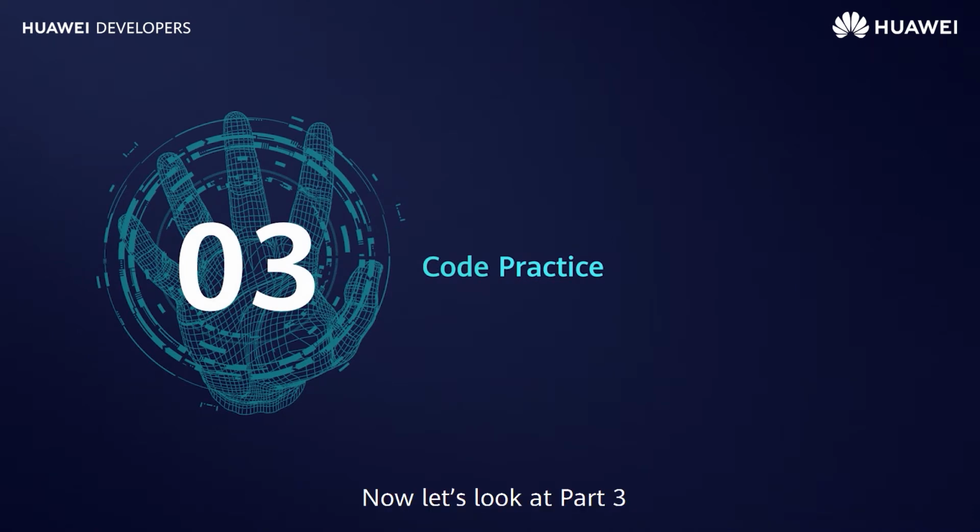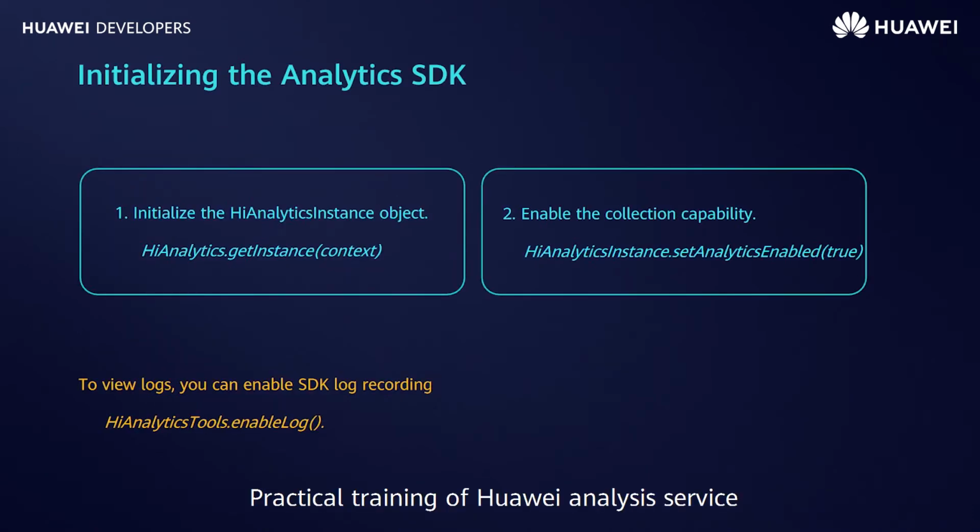Now let's look at part 3. Practical training of Huawei Analysis Service. First, initialize analysis service. Usually we need to initialize in the initial class of app. For example, initialize analysis service in main activity. Initialization of analysis service is divided into 2 steps. 1. Acquire HiAnalytics instance.